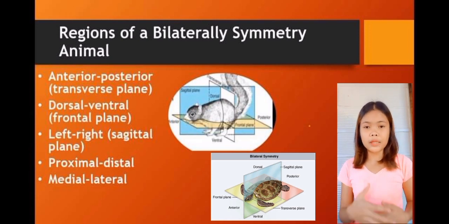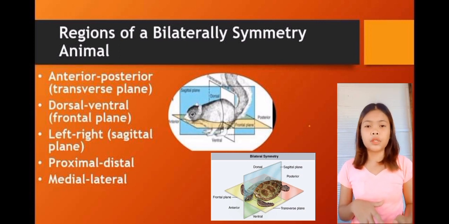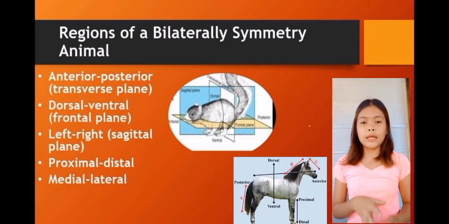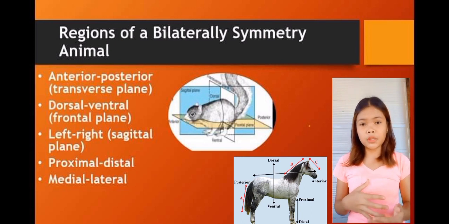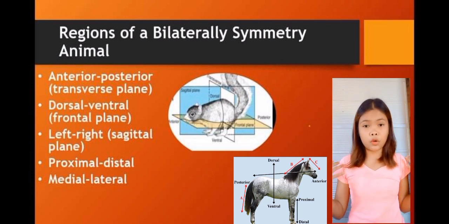Anterior and posterior or transverse plane. So what is the difference between them? The distinction between anterior and posterior is simple and clear. Anterior refers to something that is near or towards the front, while posterior refers to something that is near or towards the back. Dorsal and ventral or frontal plane. Dorsal refers to the back of the body, while ventral refers to the front.